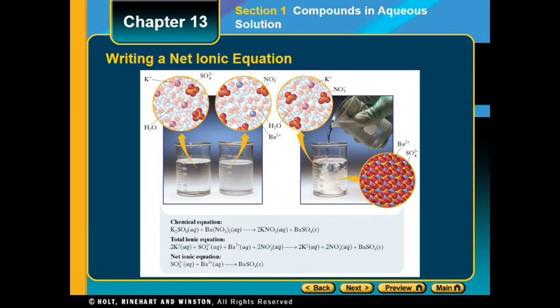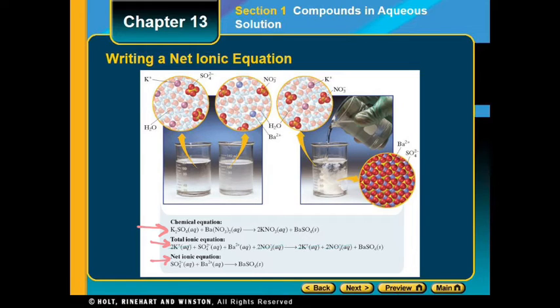Writing a net ionic equation, again, you have your chemical equation that you're going to work with, because chances are the chemical equation is going to be what we started off with at the beginning. So your true compounds that you have, your total ionic equation, you're breaking everything down into ions that can break down into ions. And then your net ionic equation will get rid of your spectator ions.